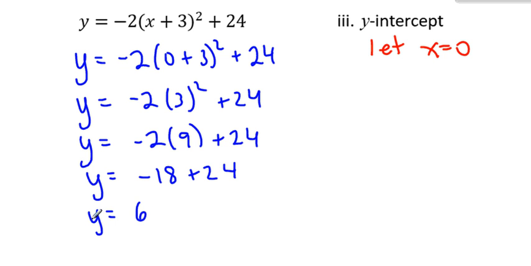So just a reminder, please don't leave your answer like this, because y equals 6 is technically a line that is horizontal. So you should answer as a point because a y-intercept is a point. So x is 0 and y is 6, so that's the y-intercept.